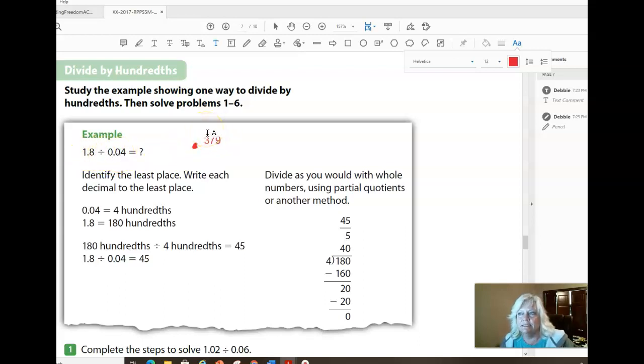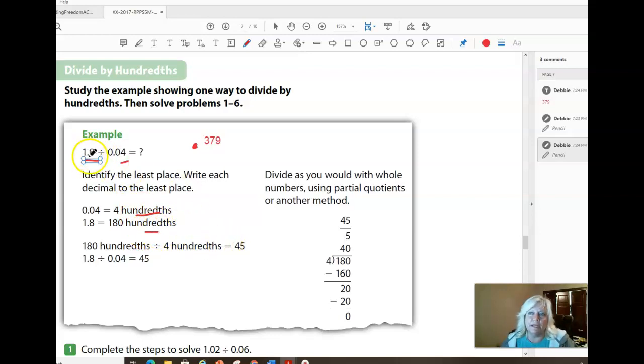Remember, this is the tenths, the hundredths, and the thousandths. So this one is in the tenths place, this 8. This 4 is in the hundredths place. And that's the smallest place value that we have, the hundredths. So they're saying now what we need to do is take everything, make both of these numbers, this one and this one, in our hundredths, and it will make it easier to divide.